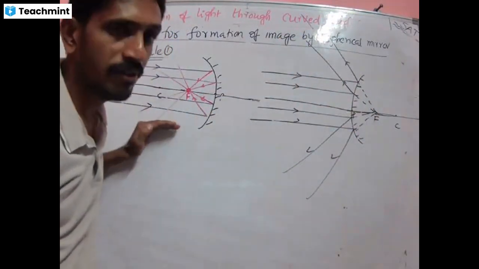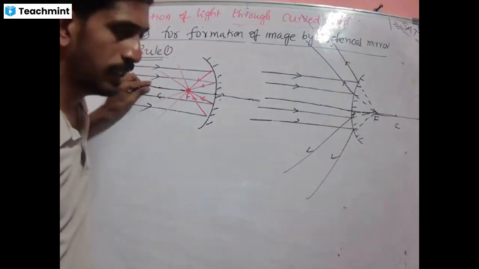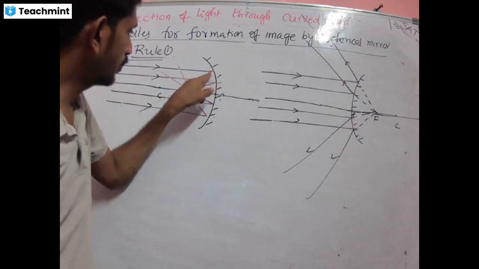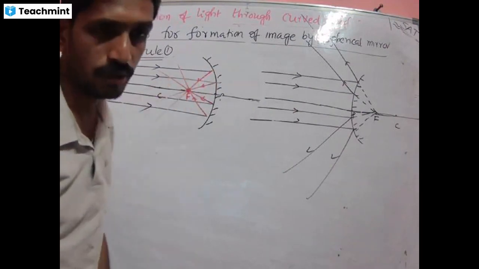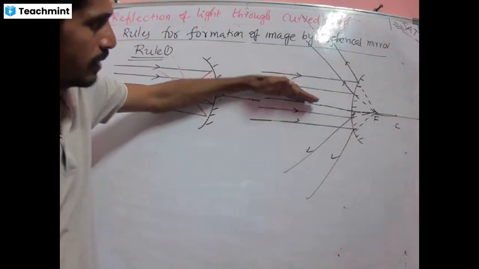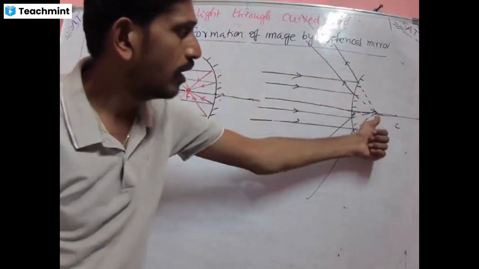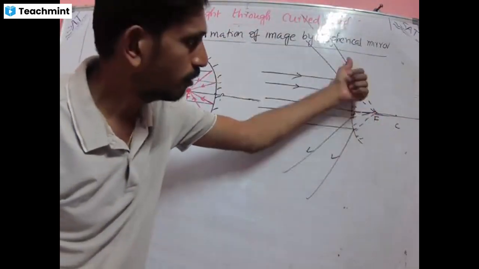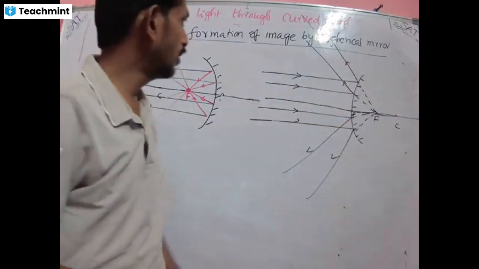What is rule number 1 for the concave mirror? A beam of rays which are parallel to the principal axis, after reflection, pass through the principal focus. For the convex mirror, the beam of rays which are parallel to the principal axis, after reflection, appear to meet at the focus. That is rule number 1. Next, rule number 2.